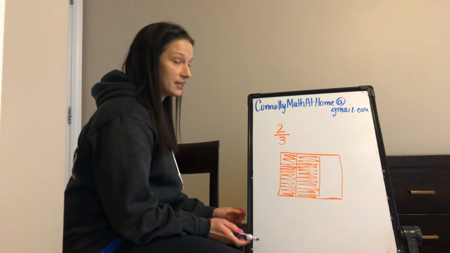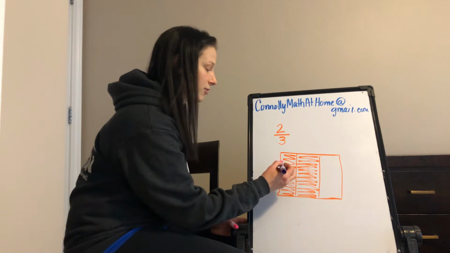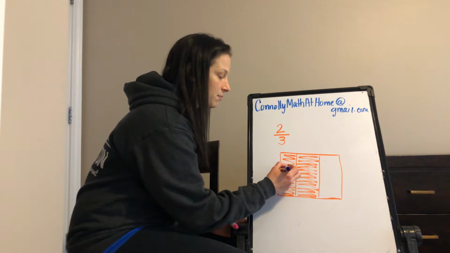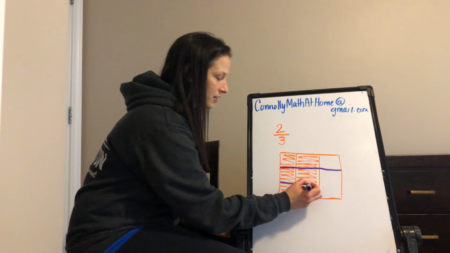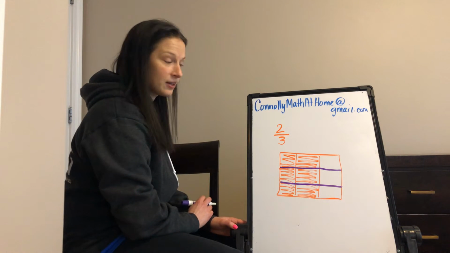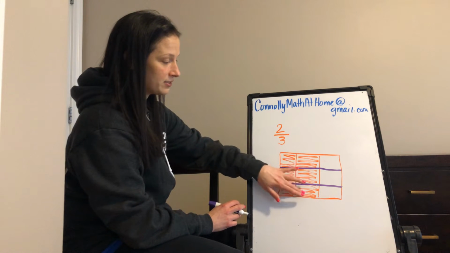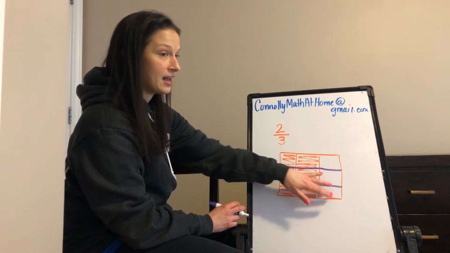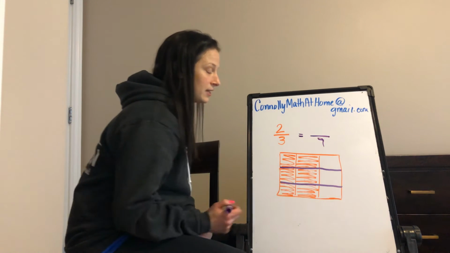So once you've had a second to think, you can pause me any time if you need to think for a minute. To make ninths, I'm going to draw 2 lines there, okay? So now let me double check. 1, 2, 3, 4, 5, 6, 7, 8, 9. I have 9 pieces now.